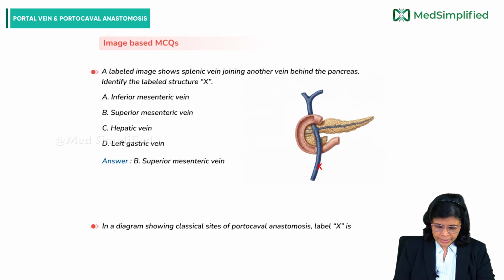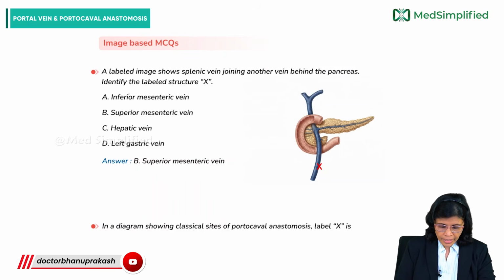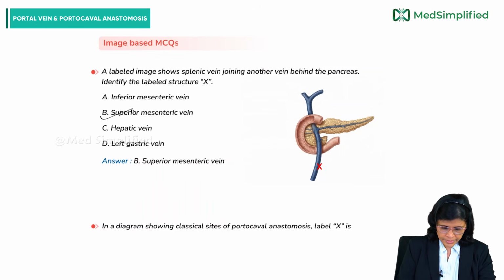So let's now solve some of the MCQs. Here a labeled image shows the splenic vein joining another vein behind the neck of the pancreas. Identify the labeled structure. So which is this vein? The formative tributary of the portal vein is the superior mesenteric vein. Yes, so B is the right answer.